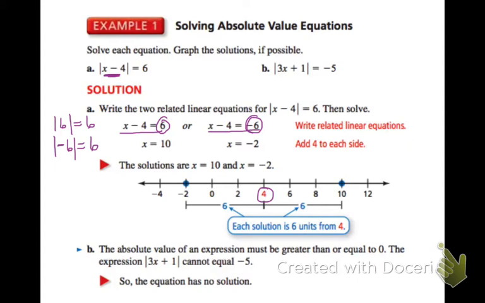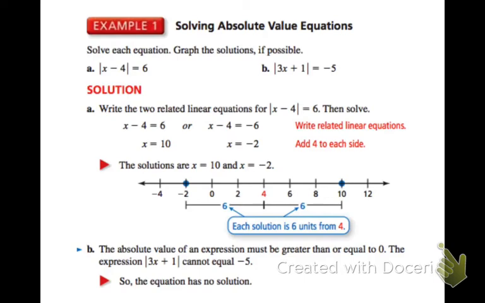All right. So look at B. B gives us this expression. The absolute value of 3x plus 1 is equal to negative 5. The absolute value of an expression has to be greater than or equal to 0. And since this is equal to negative 5 right here, this equation has no solution. So we may encounter those.